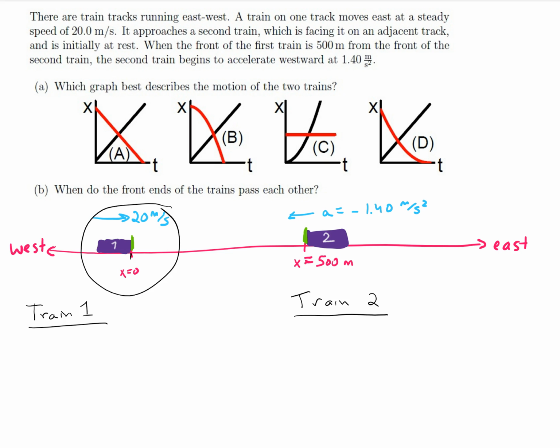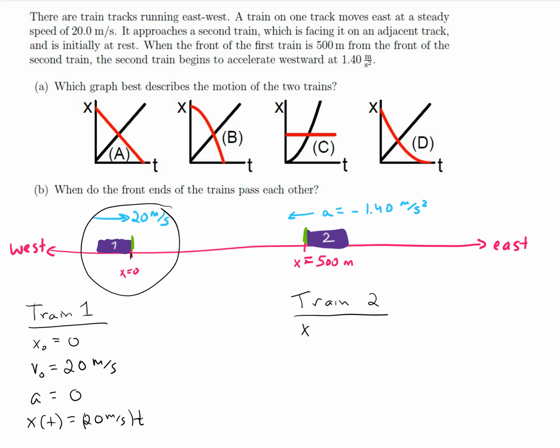So first, let's write out equations to describe the position of each train as a function of time. So for train 1, x naught is 0 because of how I've defined the axes. V naught is 20 meters per second, and the acceleration is 0. We know that because the problem says it's moving at a steady speed. And so we can say that the position as a function of time is just 20 meters per second times t. So the position increases linearly in time.